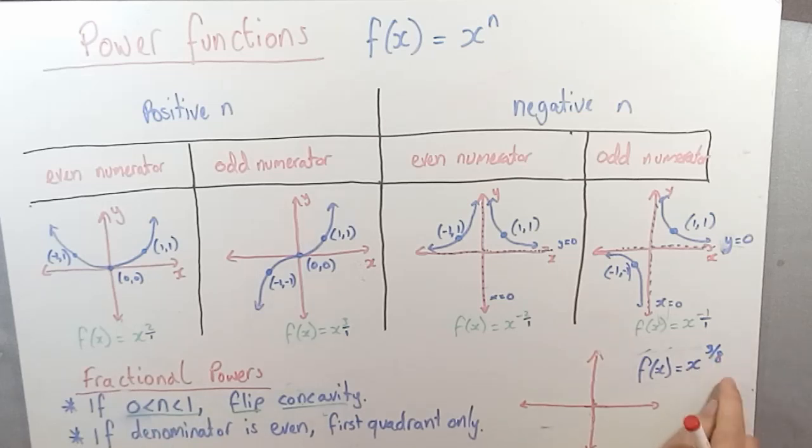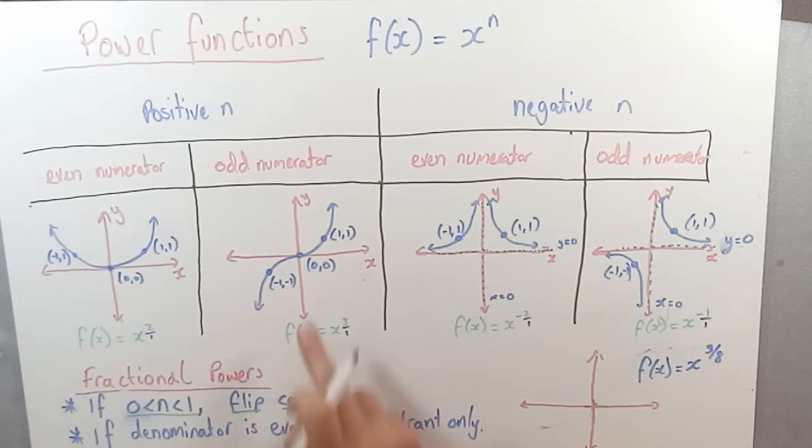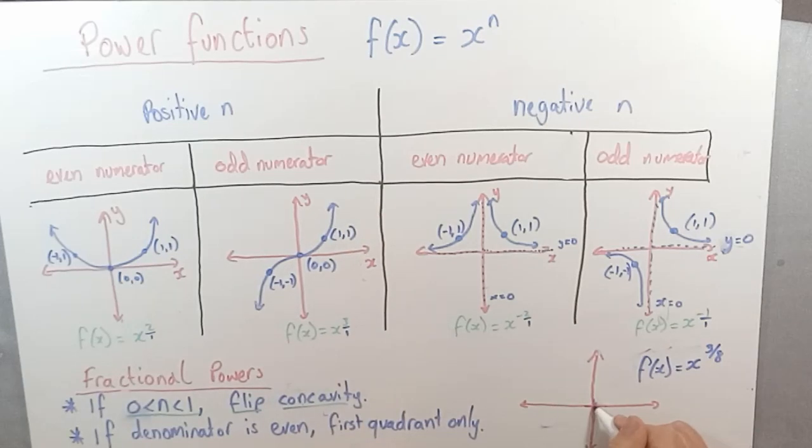It's between 0 and 1. 3/8 is less than 1, but more than 0, so we're going to flip the concavity again. The denominator is even, so we're only going to take that first quadrant. Okay, so here we go. We've got an odd numerator, so we're taking this shape here, and we've got an even denominator, so I'm going to take that. So we've got to flip the concavity and only take the even number, and that's it. How easy is that?